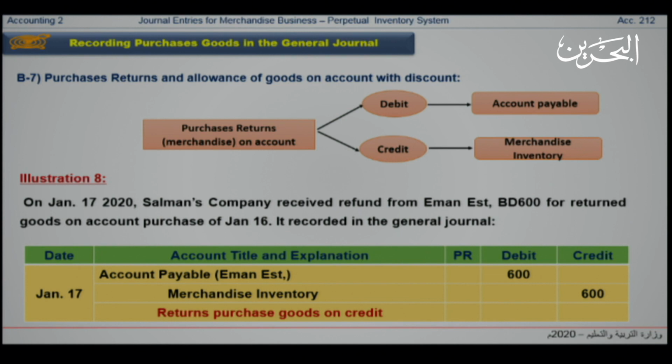Shifting to the purchase return and allowance of goods on account with discount. In our example, Salman Company received a refund from Iman with amount of 600. How can I write this refund? And the refund was on account. If I received the refund, my liability will decrease with amount of 600, and it will affect the debit side because the liability is decreased. Also, my merchandise inventory will decrease and it will affect the credit side with amount of 600.